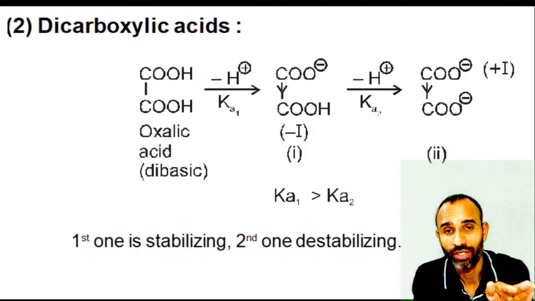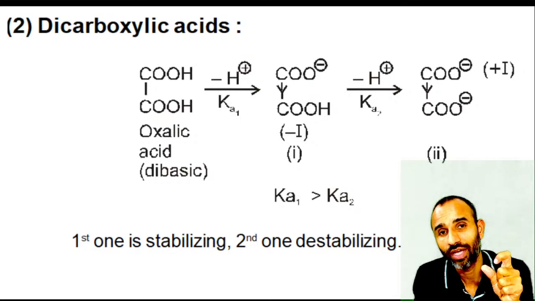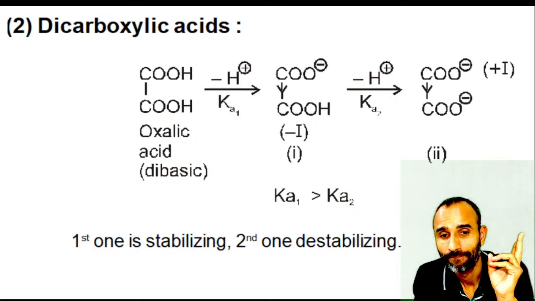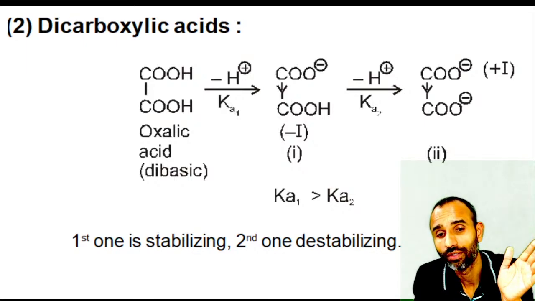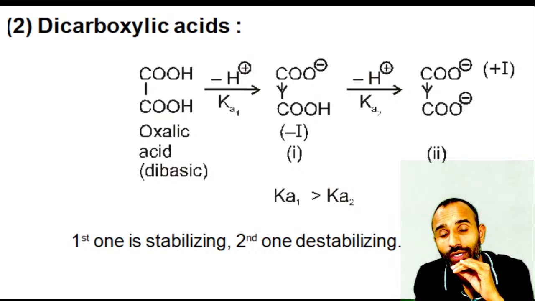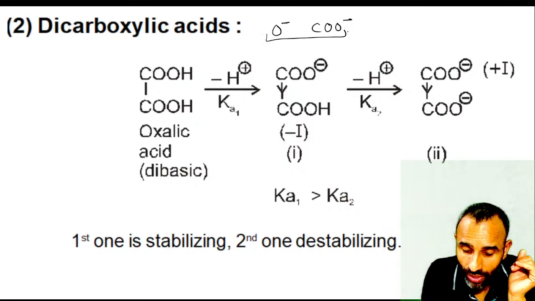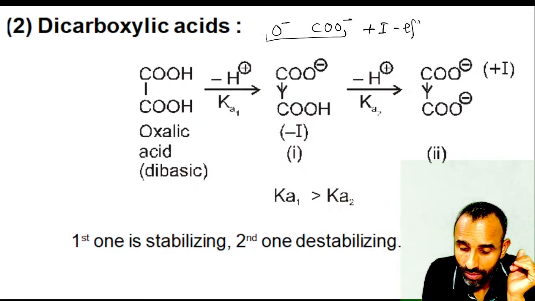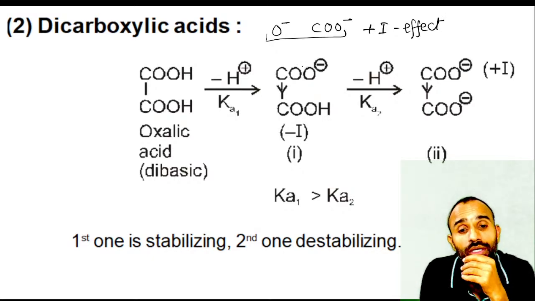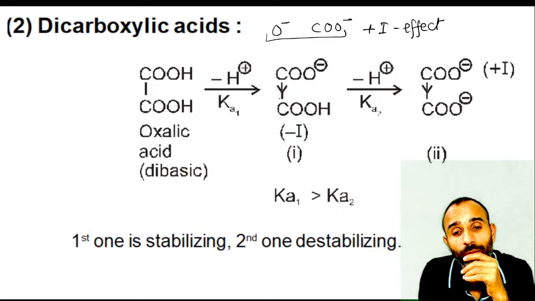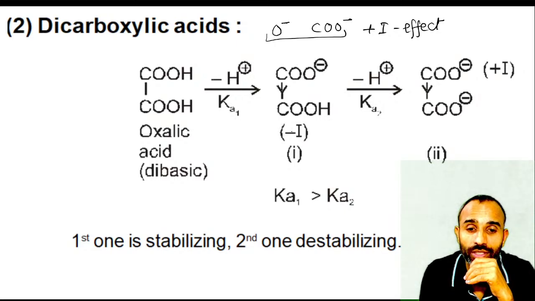It is a very interesting part. Actually, oxalic acid has two H plus ions. So when we remove the first one, it becomes COO negative. Now, COO negative has plus I effect. So when they have plus I effect, what happens? Yes, it will decrease acidic strength. This group has plus I effect.